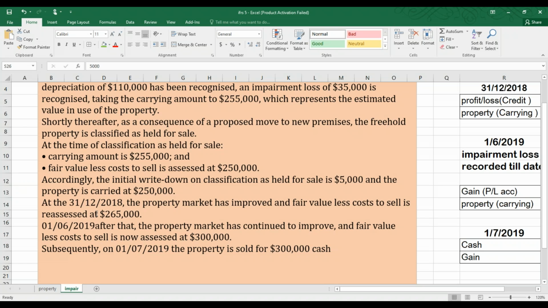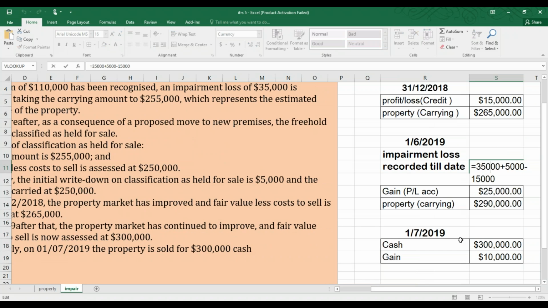Now on 1st of July 2019, the property was immediately sold for $3 lakh cash. So I got cash of $3 lakh and a gain of $10,000. Any doubts in these? Because these were very basic, simple calculations where I'm going to have P&L effects and any impairment losses. In case anyone has a doubt in this specific Excel example.